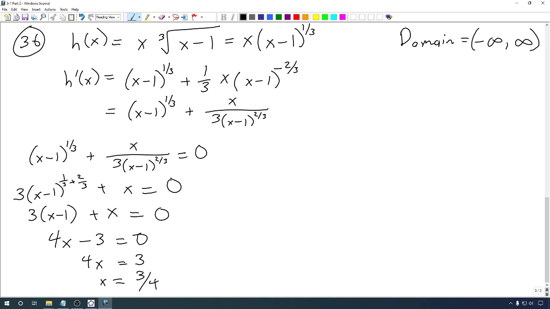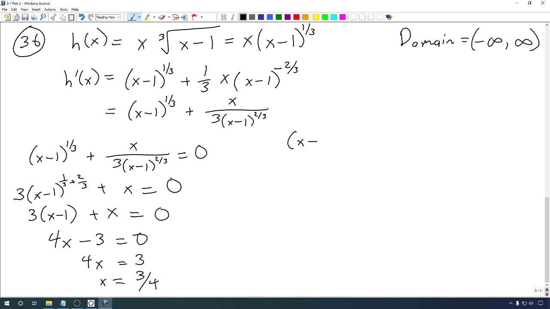Since this is basically a domain question for the derivative, we're going to focus on parts that can cause problems. Negatives under the roots don't cause problems here because they are just cube roots. Even the 2/3 here, we don't have to worry about negatives. But we do have to worry about 0 on the bottom of this second term here.